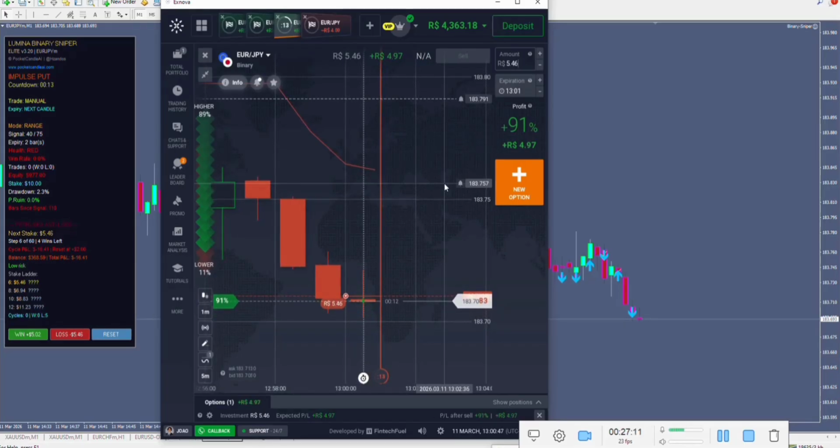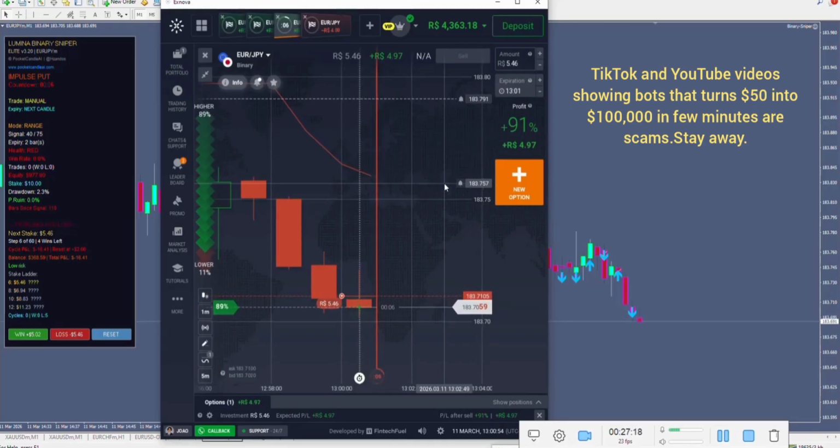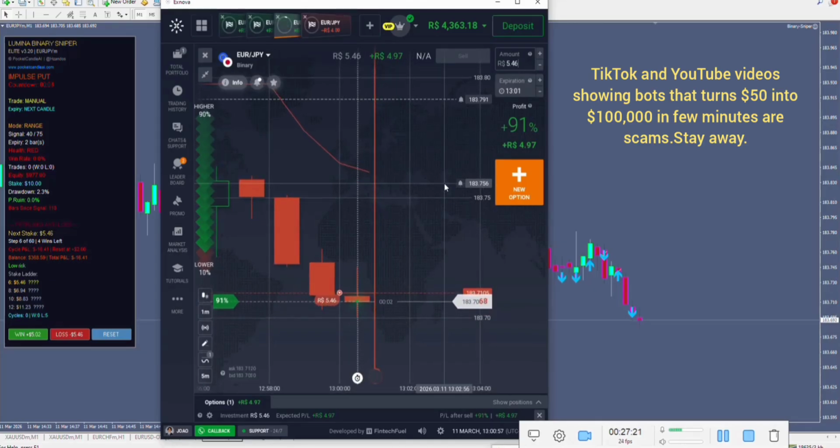So when I use a robot, I'm always trading with manual trades mixed together. So that's how I trade. I mix everything together. All right? So let's see how this trade will go.